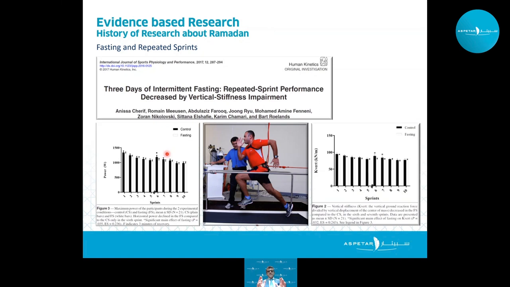So this is the Ramadan way of fasting, without drinking nor eating after the second set. So this effort was five very intensive sprints of 5 seconds, 25 seconds in between, 3 minutes of recovery, and then a second set. So the title is quite misleading, because we say 3 days intermittent fasting, repeated sprint performance decreased by vertical stiffness impairment.